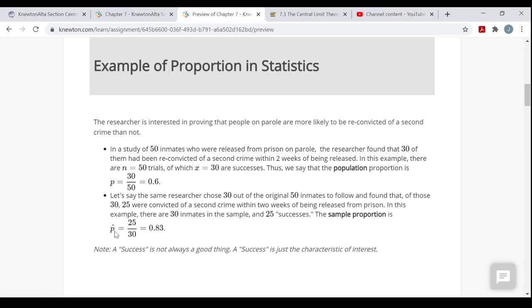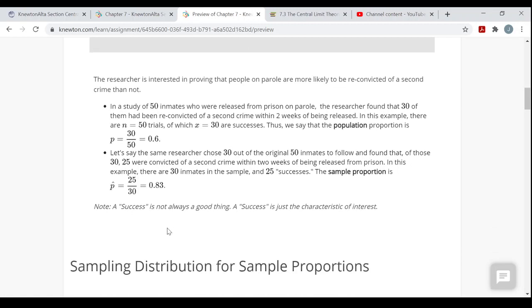So this is a sample proportion denoted by p hat, with a little caret above it. Same calculation though, it's 25 successes, 25 convictions out of the sample size of 30. So approximately 0.83, 83% would be the sample proportion. Like I said, a success is not always a good thing, like being reconvicted of a crime. Success is just what you're interested in.